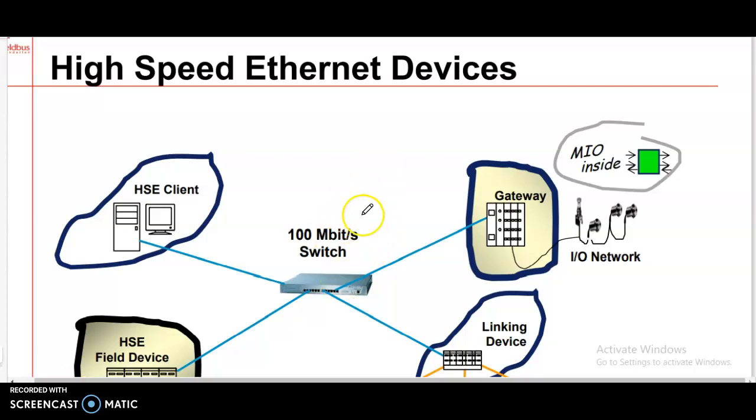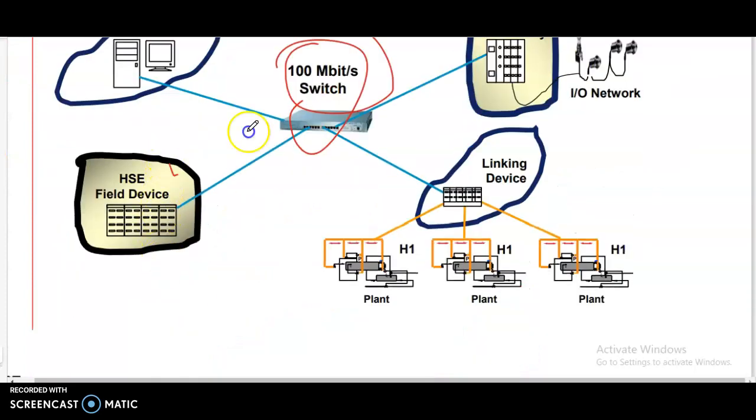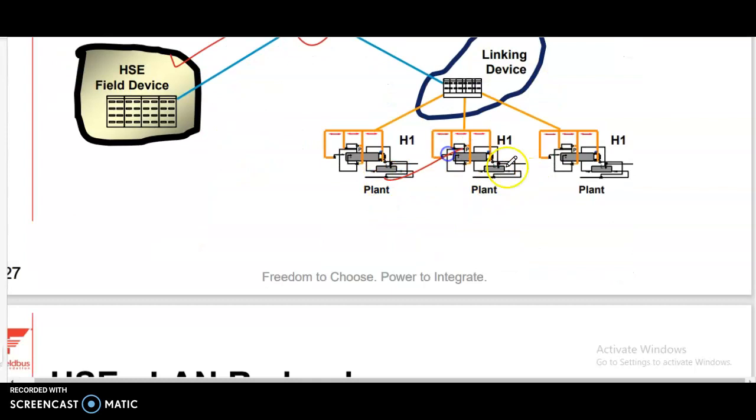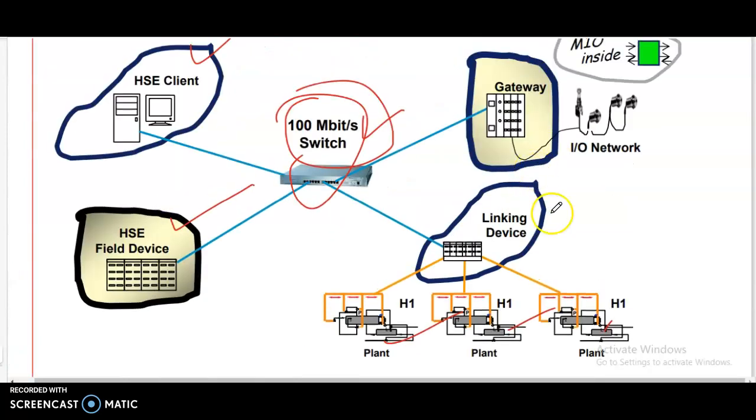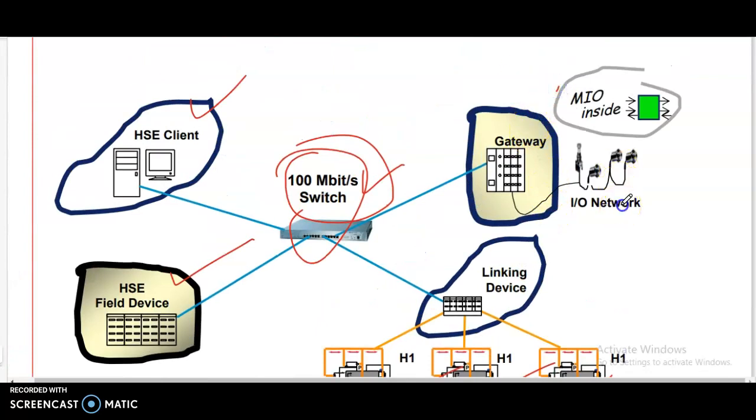High speed Ethernet devices, 100 megabit switch. HSE client. HSE field device, 100 Mbps switch. Linking device, plant H1. Linking device, gateway, I/O network.